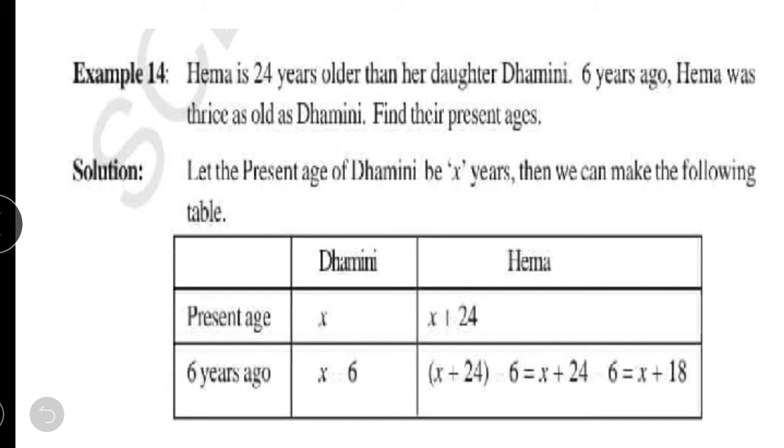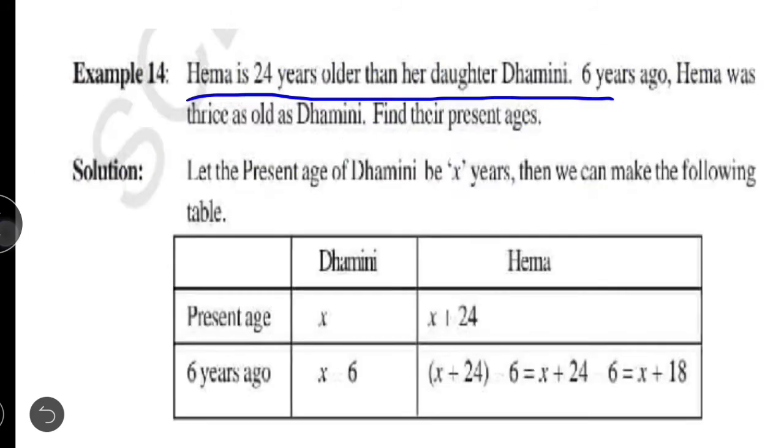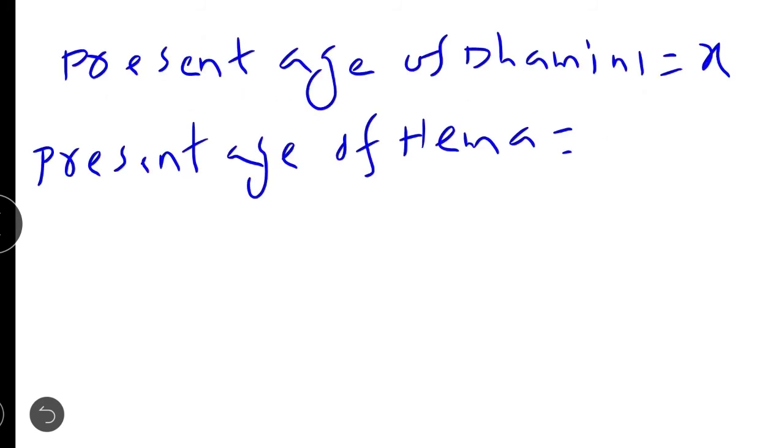Next example 14. Hema is 24 years older than her daughter Dhamini. First we have to take the present age of Dhamini. Present age of Dhamini is x years. Then the present age of Hema is 24 years older, nothing but we should add 24 to the present age of Dhamini. So that is called 24 years older.